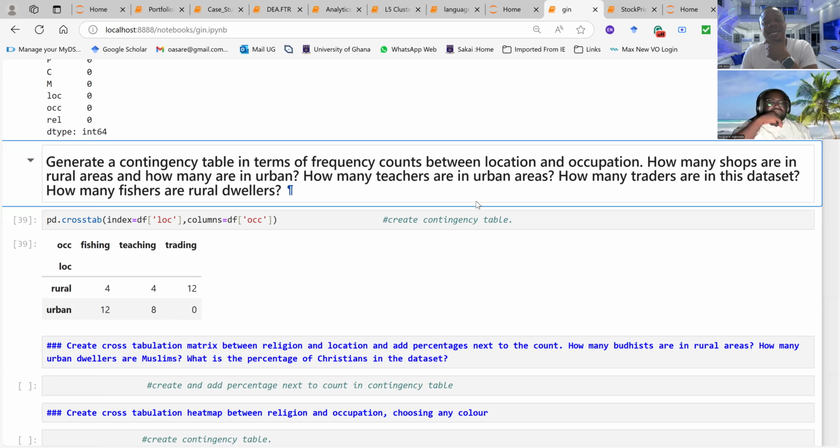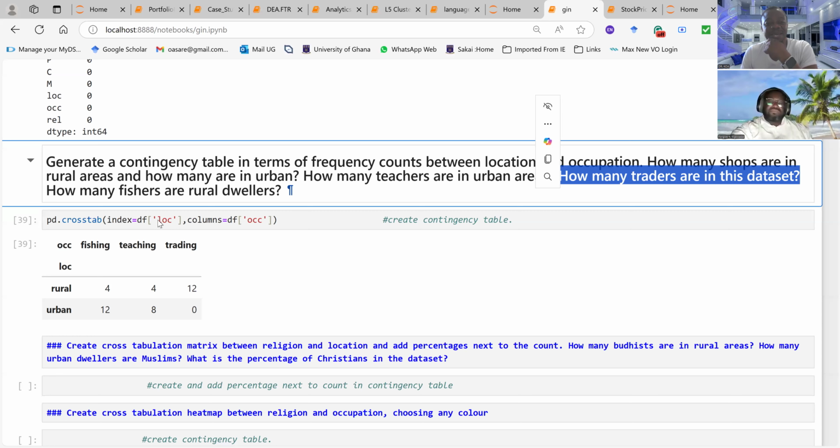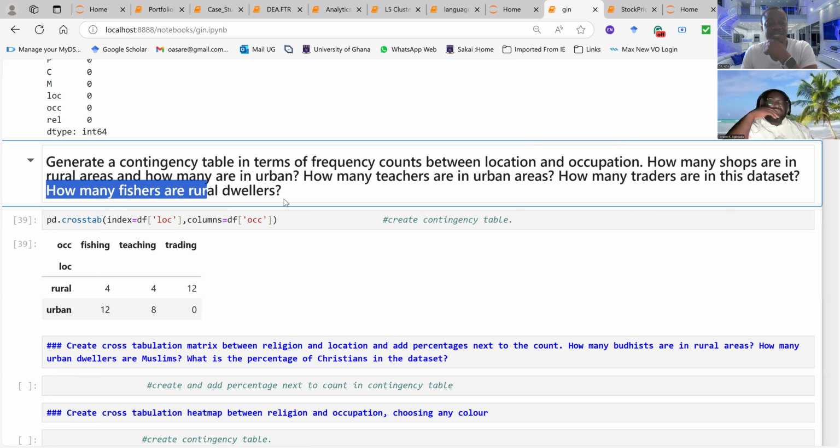And how many traders are in the data set? 12. So that one is easy. Okay. And finally, how many fishes are rural dwellers? 4. Good. Very good. Guys, this is a small data set with few categories.